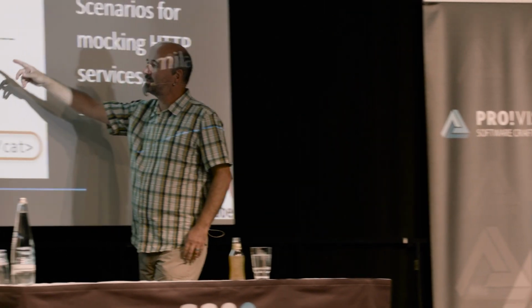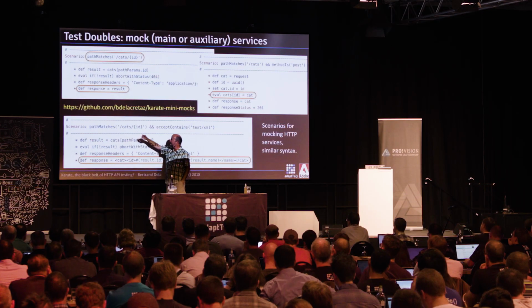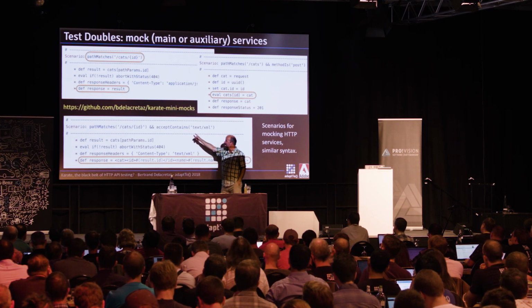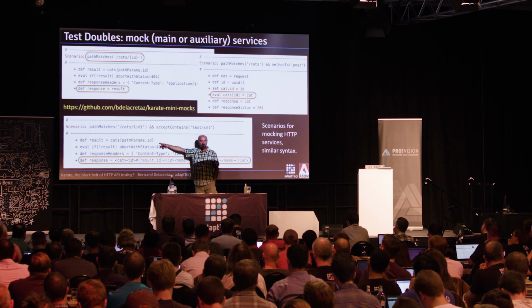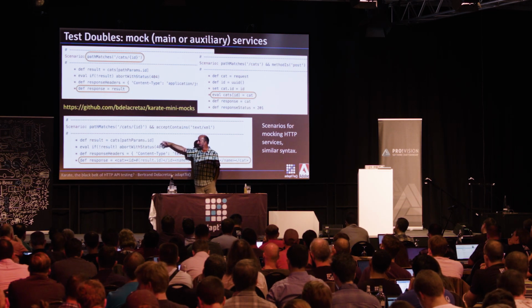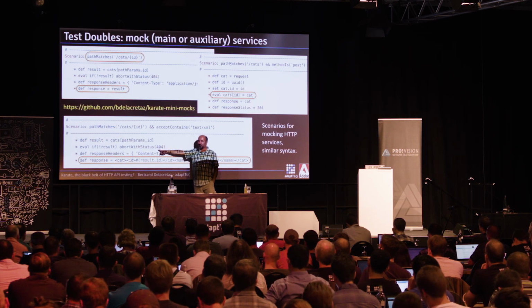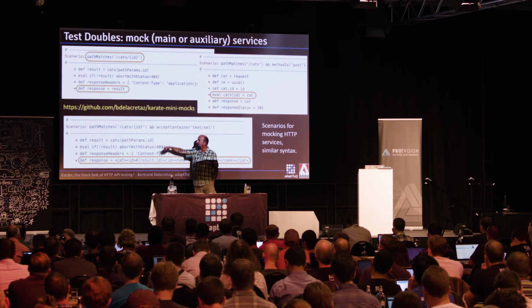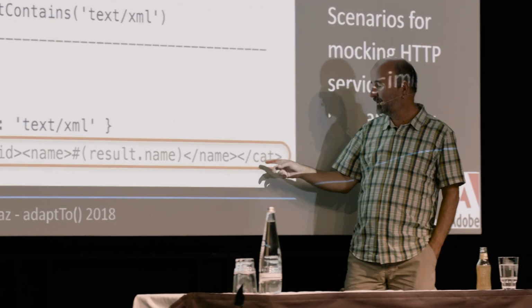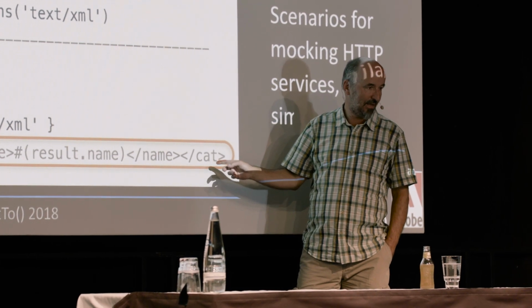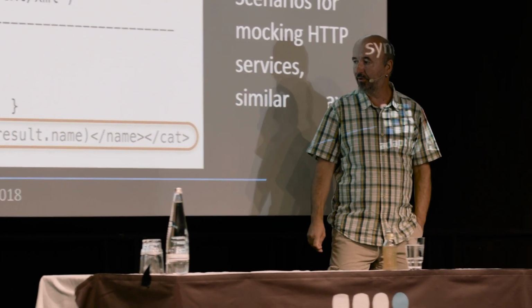And here, for example, we have an example where if the path is cats and an ID, and the accept header contains text/XML, then I define my result. I have a cats array or map where I have that data. If I don't have the data, I abort with status 404. This is a function that's higher in the script. And then I'm generating XML. You can also template XML in Karate, either as a request or response. So this is also another useful thing.